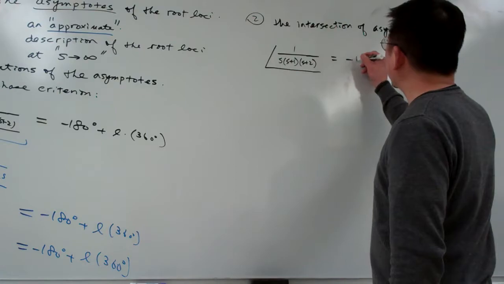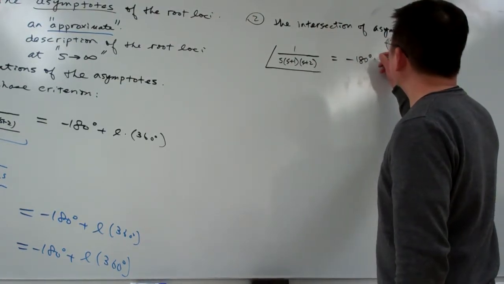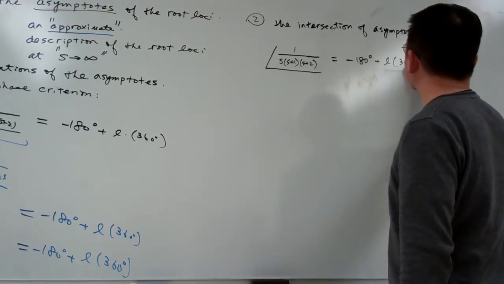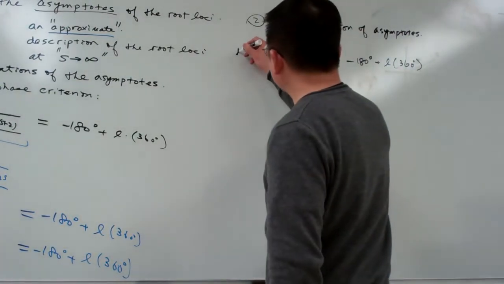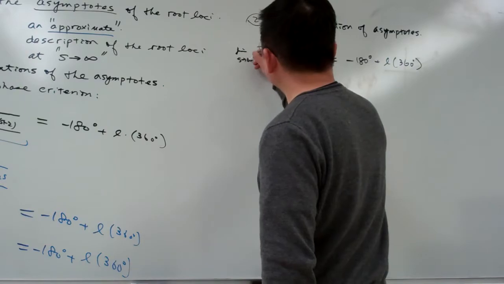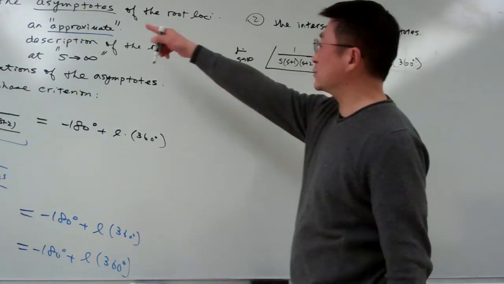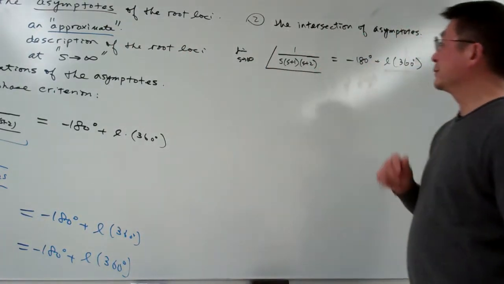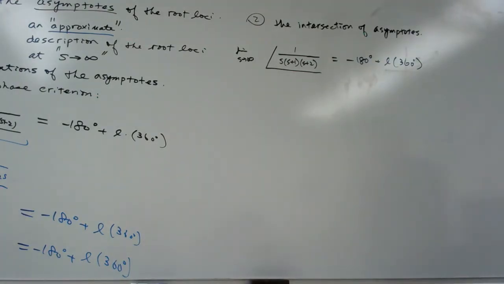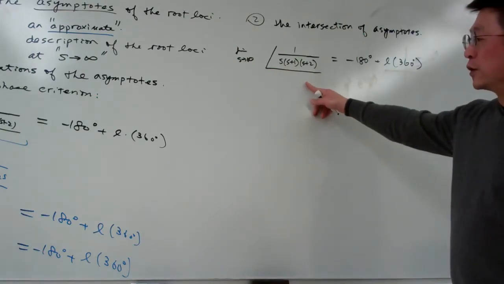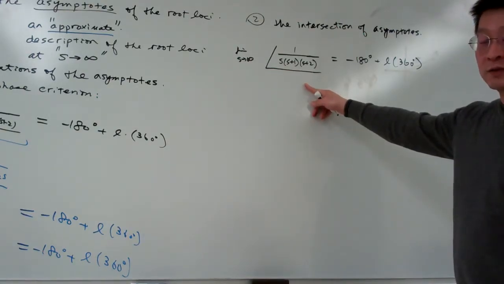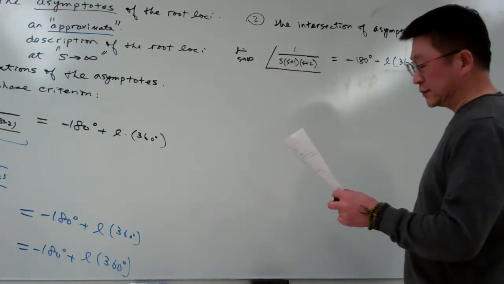And this is minus 180 plus L times 360. And here we want to study the asymptotes. So here we put this notation in the way that is we study this behavior. Okay. And compared to the previous one, for this we will use the beta approximations for this case.